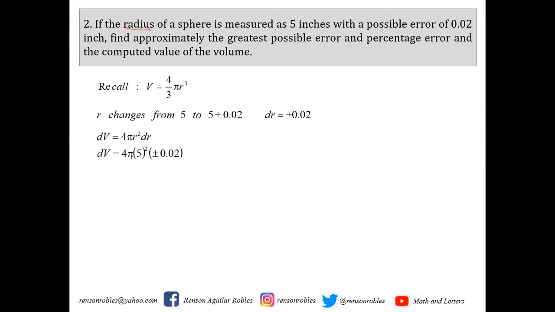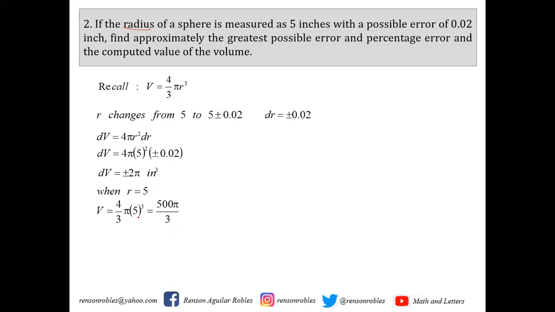Now we compute for dV. So we have 4 pi times 5 squared, where r is equal to 5, times dr, which is plus or minus 0.02. And again, with the aid of your calculator, this is equal to plus or minus 2 pi cubic inch. And when r equals 5, the volume of the sphere is equal to 500 pi over 3.